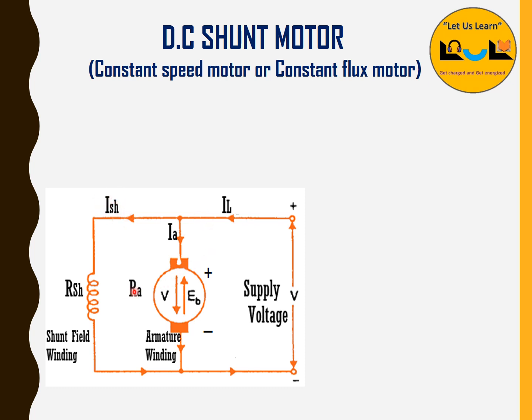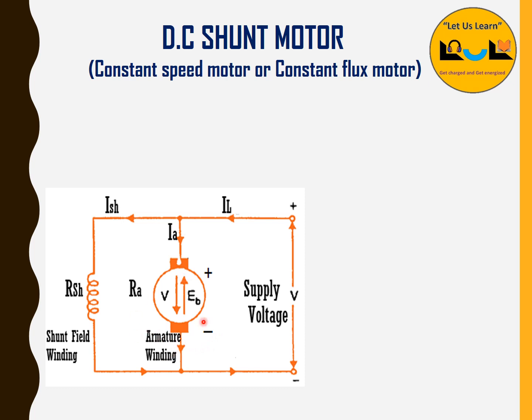So here RA is the armature resistance, RSH is the shunt field resistance, V is the applied voltage, and EB is the back EMF. Already we discussed, always the back EMF opposes the applied voltage. So it is in the opposite direction to the applied voltage, and V is the supply voltage.